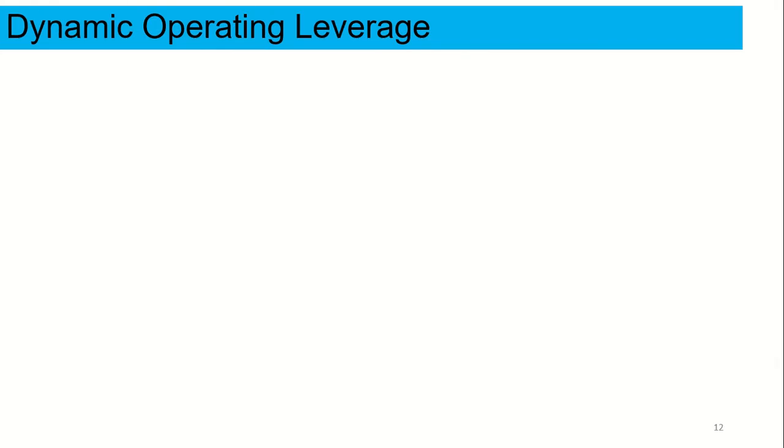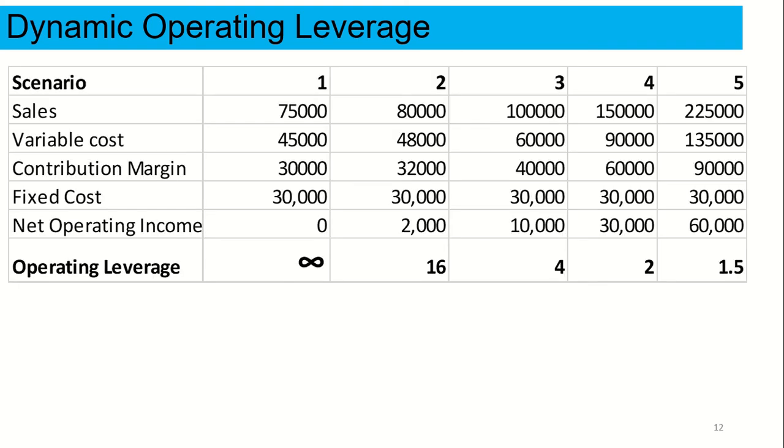Now this operating leverage, does it for an organization remain the same throughout? Actually no. Let's take a look at different sales scenarios. Sales at 75,000 of company A, let's say, increase to 225,000. We are having the same contribution margin percentages and fixed expenses of 30,000 remain constant. Net operating income is 0 in case of sales of 75,000, which means the $75,000 of sales is the break-even point.